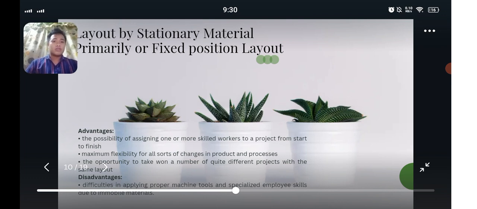The disadvantage is that it is difficult to apply proper machine tools and specialized employee skills due to immobile materials.